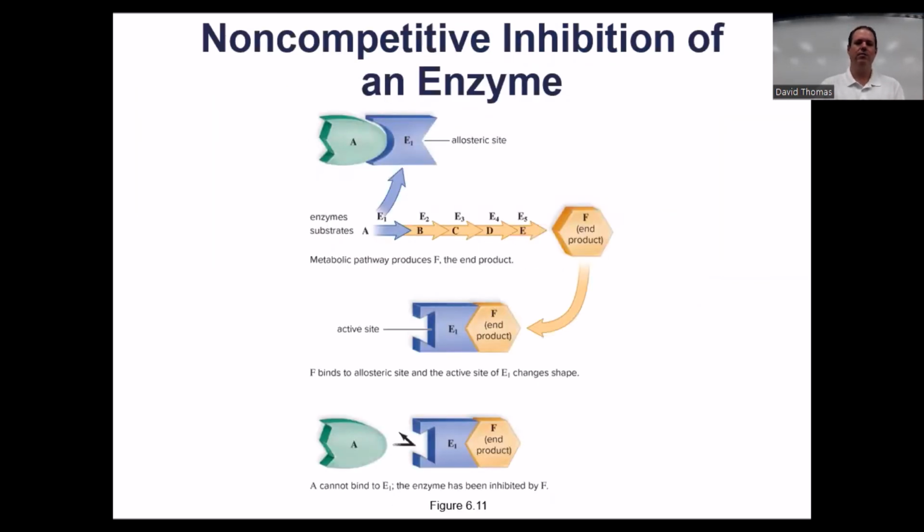This figure 6.11 is trying to show an enzymatic pathway. Here's your enzyme, and you have an allosteric site, the other site that something could bind to. Once it binds, it changes the shape. Now my active site no longer fits my original substrate, so I can't form the product that you're trying to form.